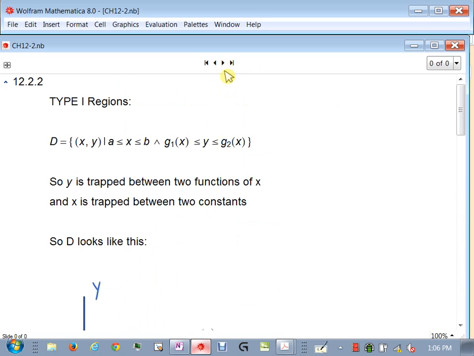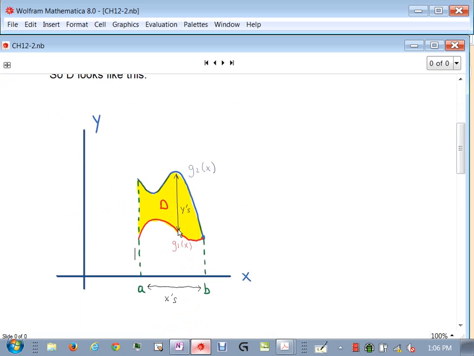And now we have the type 1 region. A type 1 region is a region where we use capital D to define the region instead of capital R. It's all of the x and y, all of the ordered pairs, where your x is stuck between two constants, a and b, and your y is now stuck between two functions of x. Graphically, it looks like this. Your a and your b are here, your x's are between there, and your y's are trapped between two functions. If we have a region that looks like that, we call it type 1.